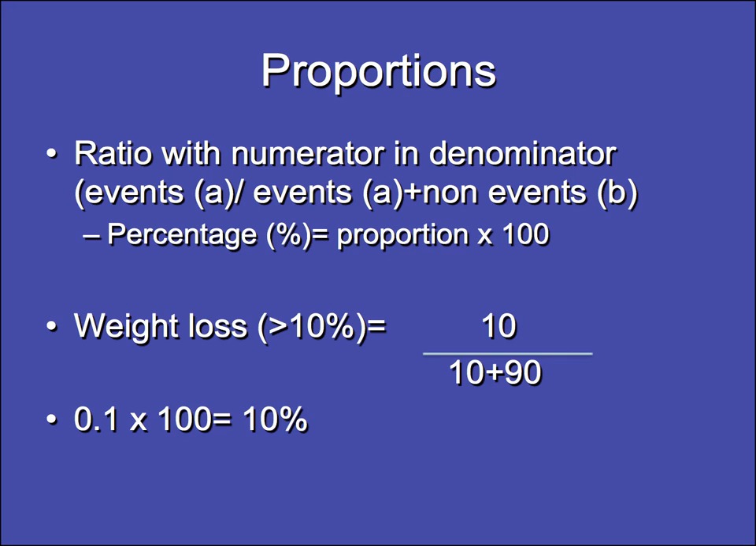So for example, we are going to look at a study where we're looking at weight loss to see if a drug can cause more than a 10% change in body weight. And in the numerator there were 10 events of this occurring out of the 100 patients total that we see in the denominator. Now we can easily multiply this by 100 to get a 10% occurrence of more than 10% weight loss.